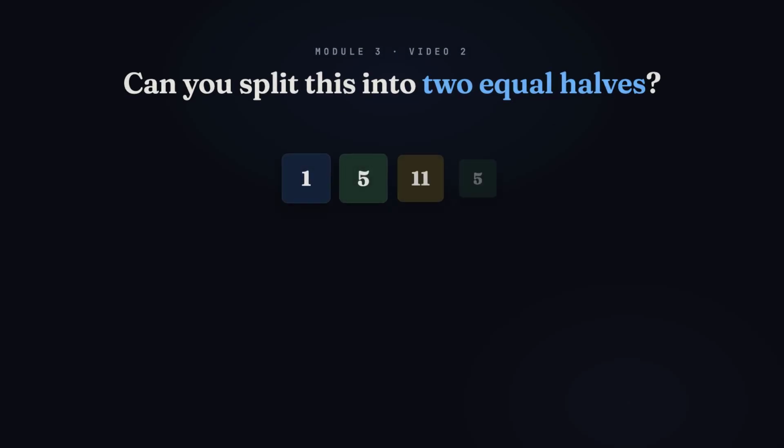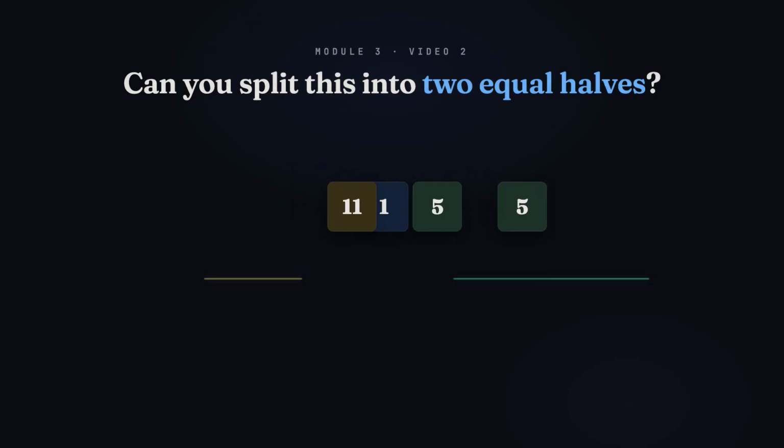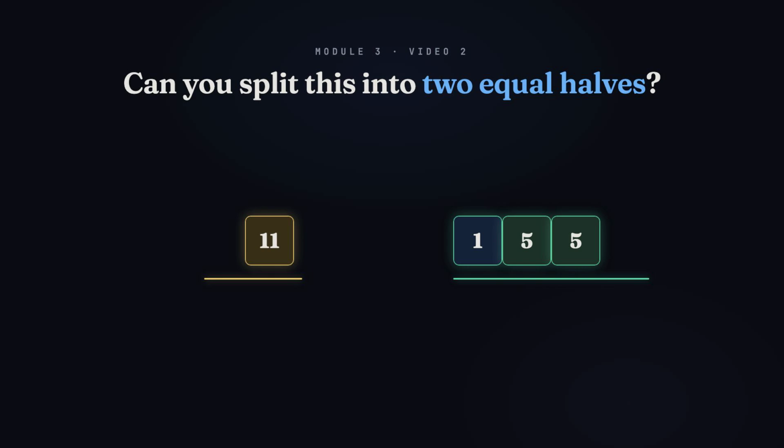Can you split this array into two halves with the exact same sum? Pause for 2 seconds. 11 on one side, 1 plus 5 on the other. Both sum to 11. The real question is, how does a computer see this instantly?